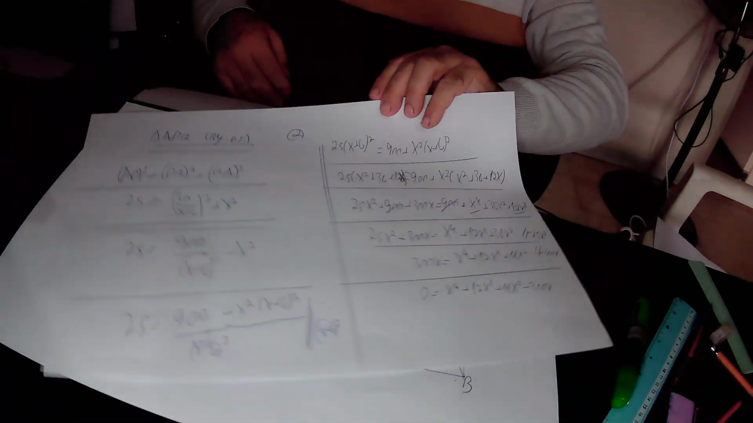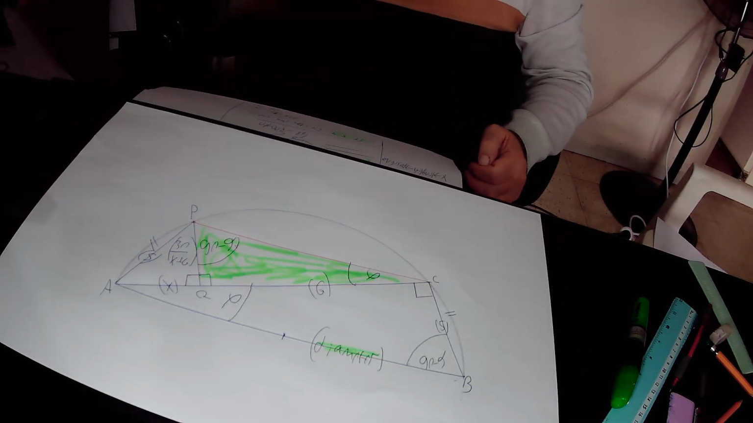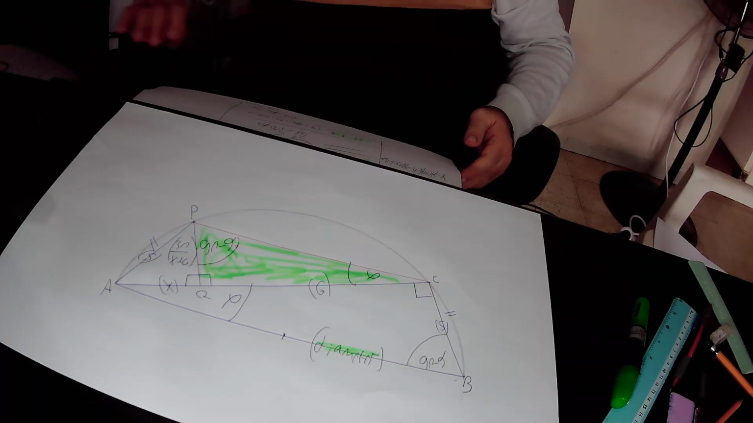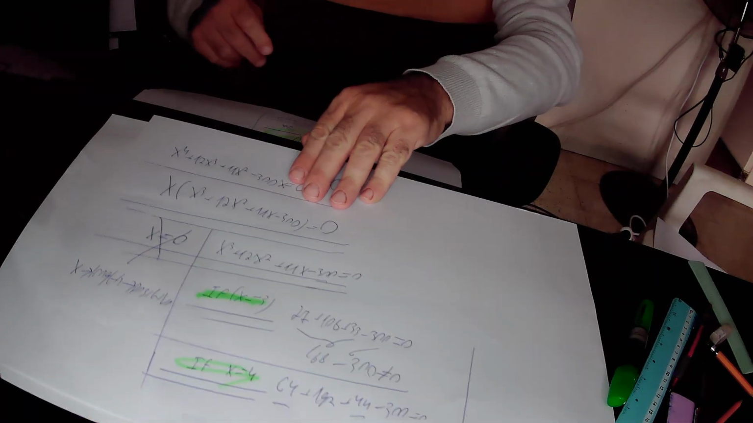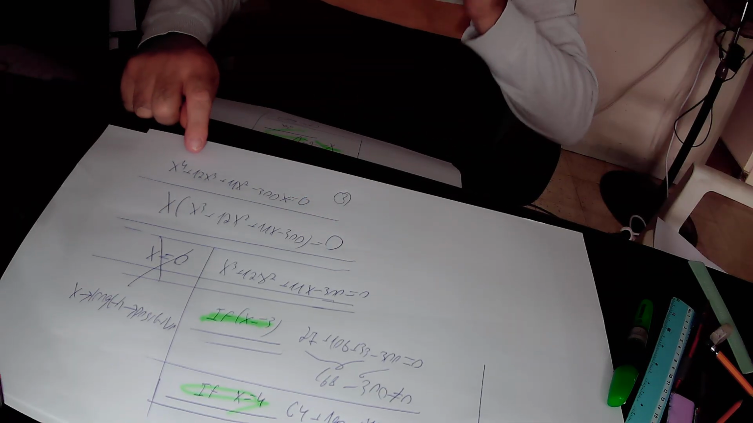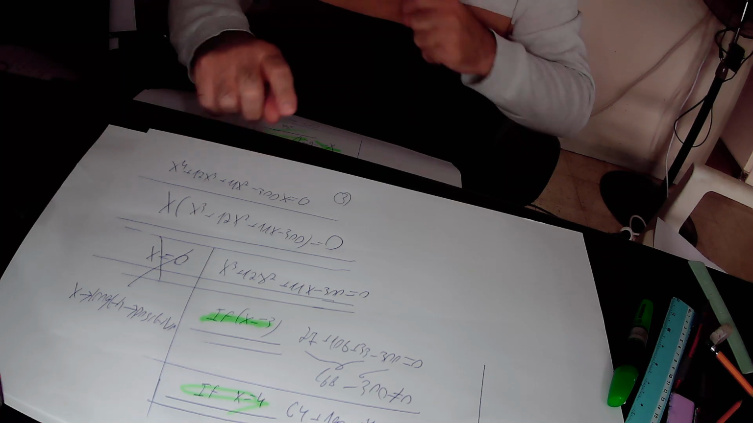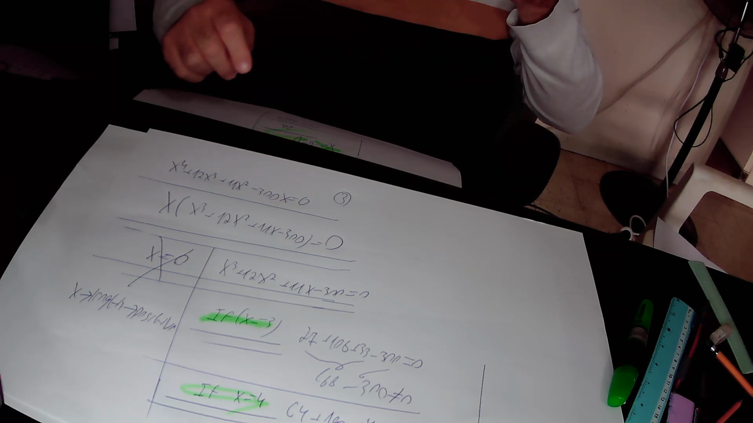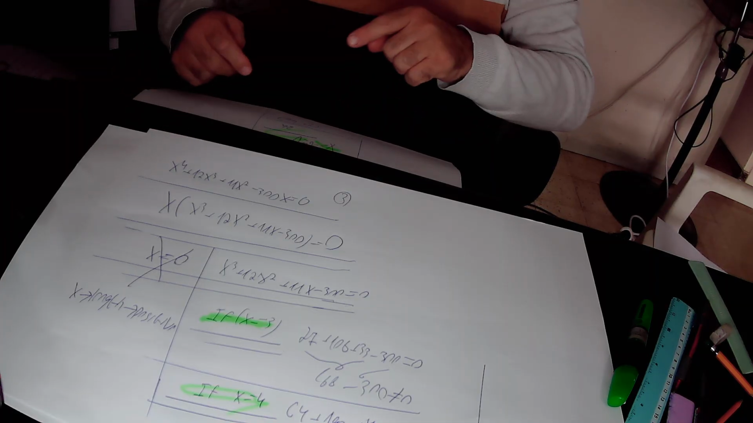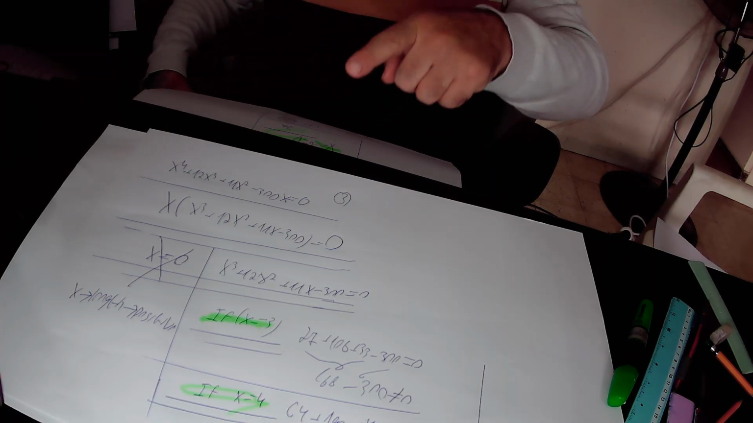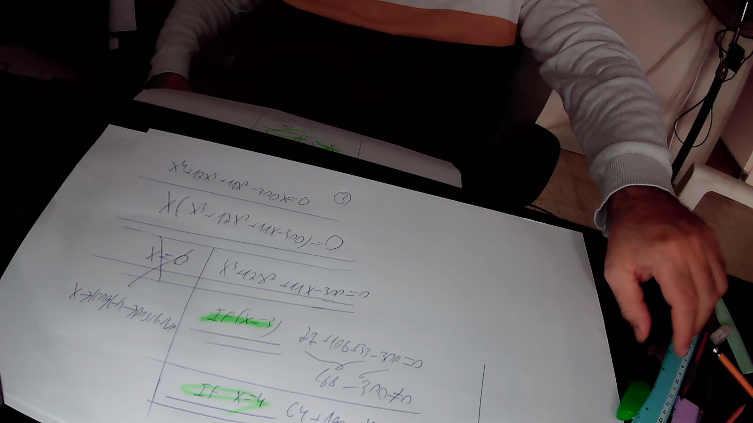I copied this equation again on the new page. So we found out that x to the power of 4 plus 12x cubed plus 11x squared minus 300x equals 0. Here we took out x as a common factor from those four expressions, so inside the brackets we are left with x cubed plus 12x squared plus 11x minus 300 equals 0.